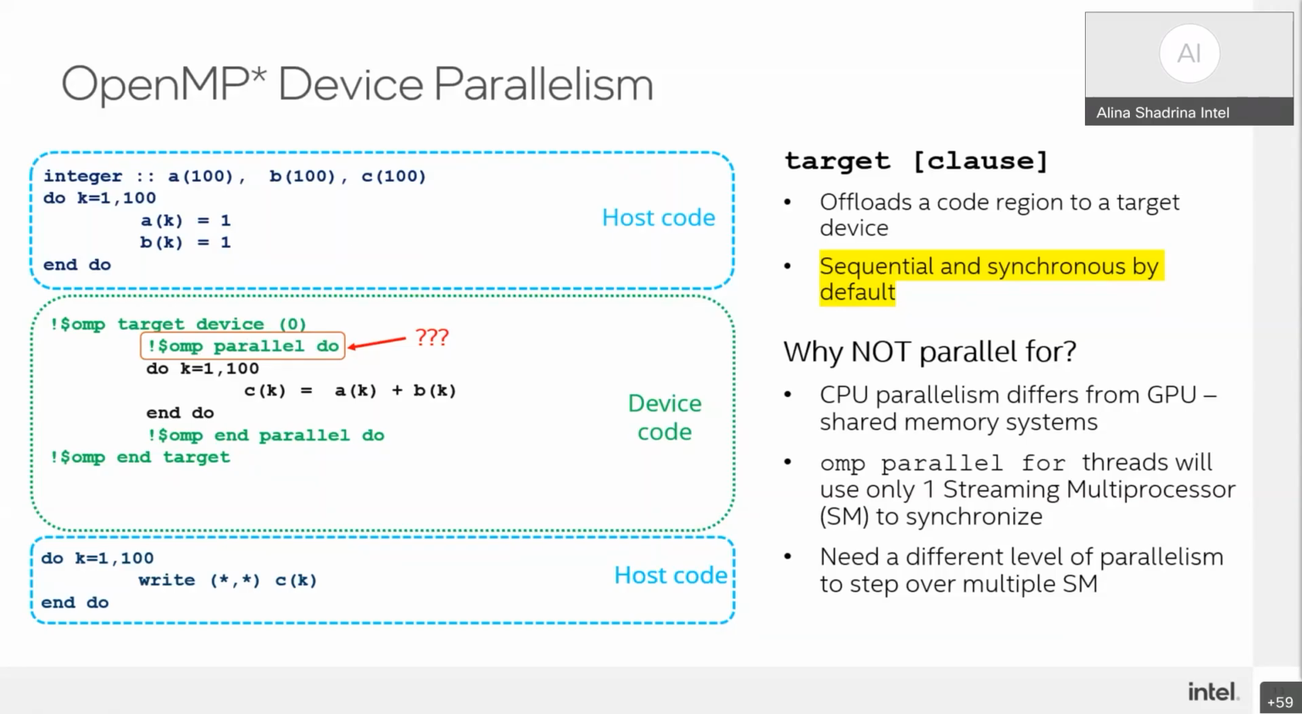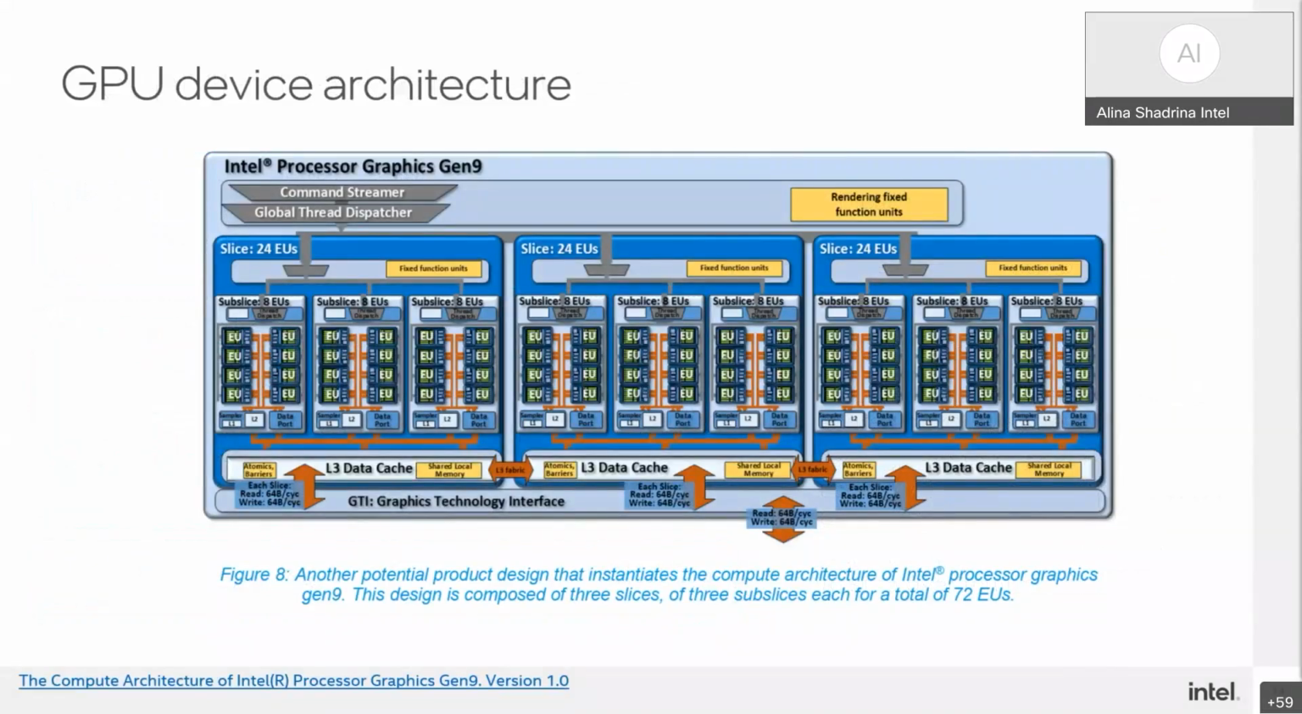I will show you the next picture, and you will see how much performance we are losing in this case. You see, this is a Gen 9 architecture, and you see that there are 3 slices. Each slice contains 3 subslices. So if we execute our loop on one subslice, we will lose at least 8 subslices. They will not perform any useful tasks.